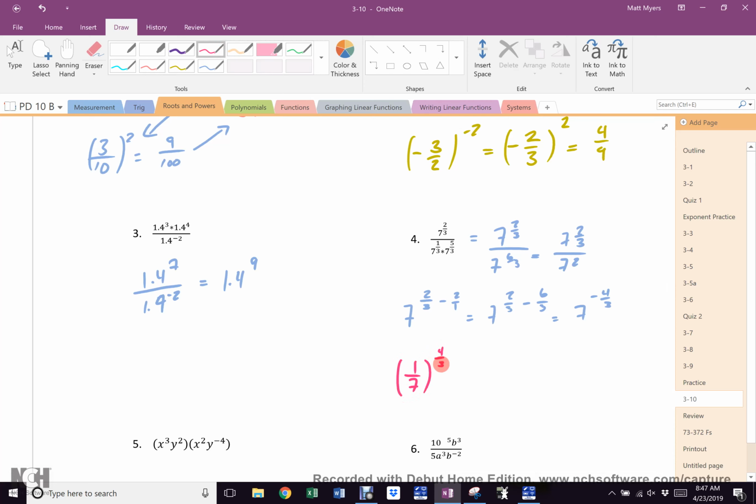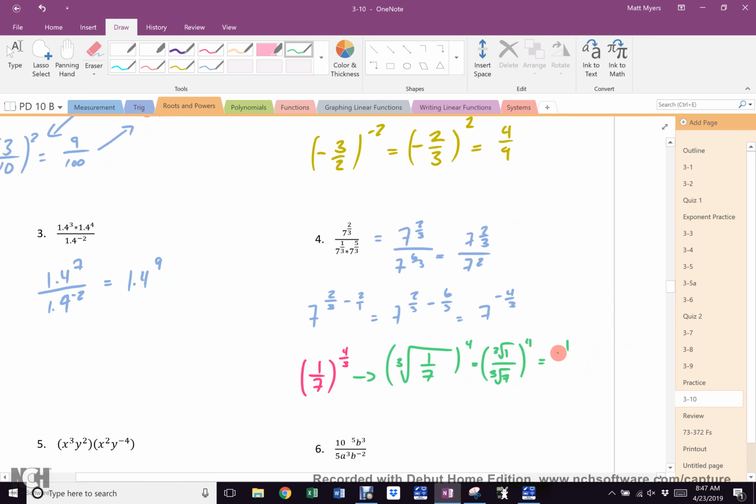That's exponential form. Is that okay? Could I go one further? What would I do to that you just learned? Yes, I'm going to make it a radical. Cubed root of what? 1/7 to what power? 4. Which is the cube root of 1 over the cubed root of 7 to the 4th power, yes? That is 1 to the 4th power, which is 1. So it's 1 over the cubed root of 7 to the 4th.